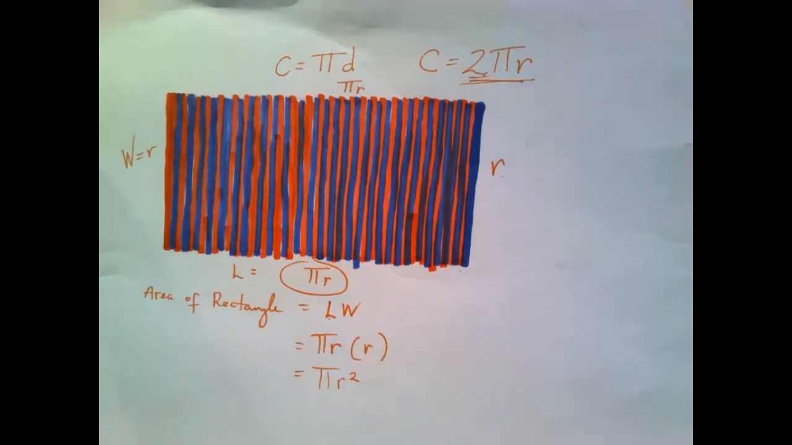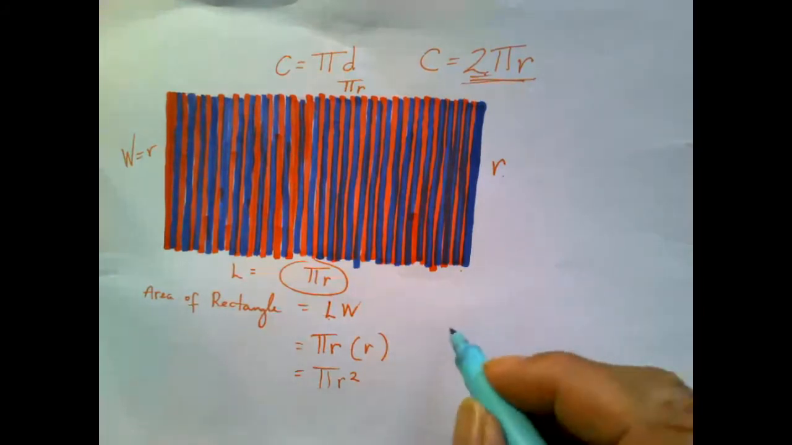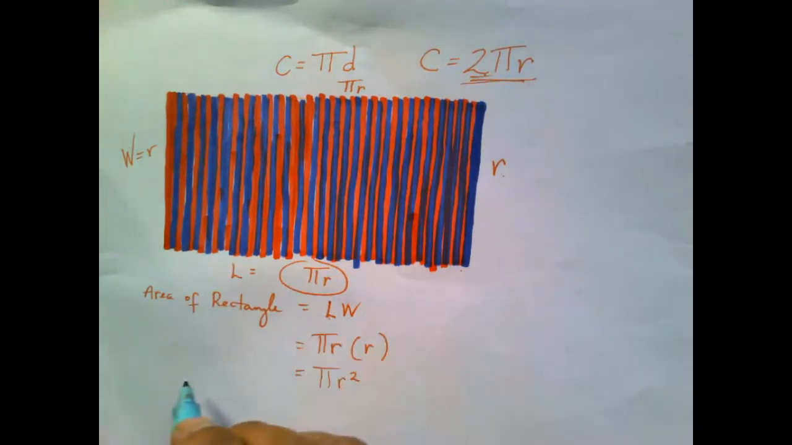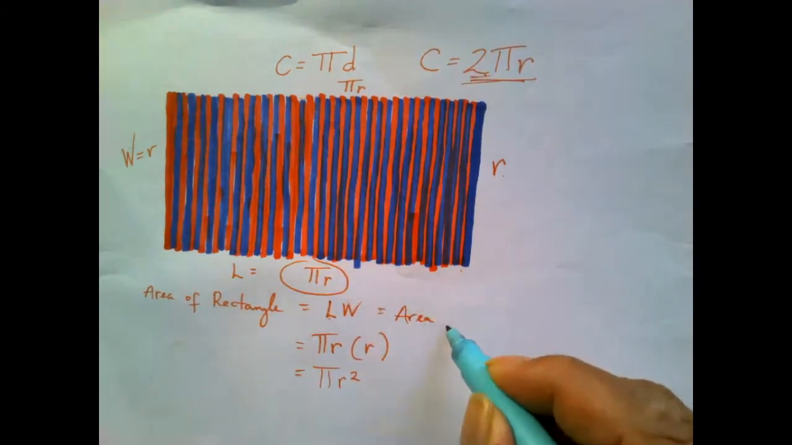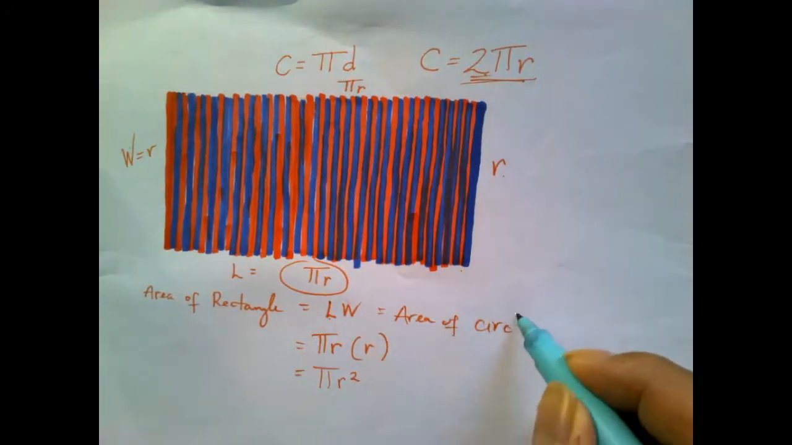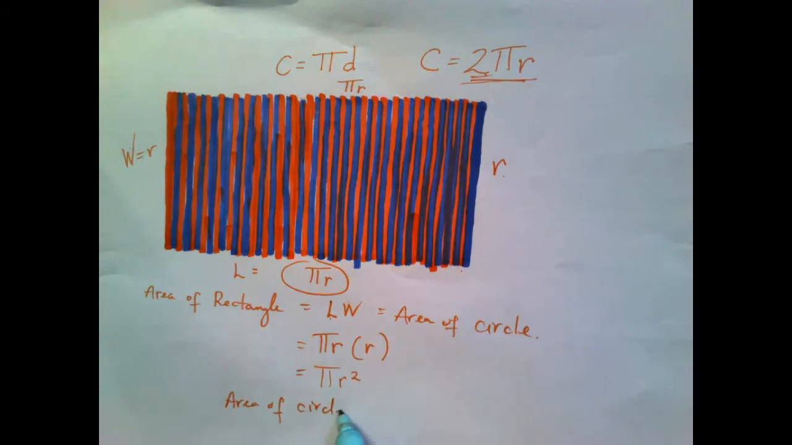And so the area of this whole rectangle, which is based from the circle, is pi r squared, right? Pi r squared. And so the area of the rectangle here is the same as the area of the circle. So that's why the area of a circle is calculated using pi r squared. I hope this is really clear.